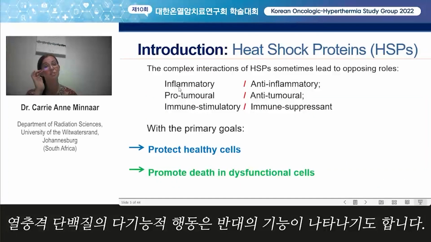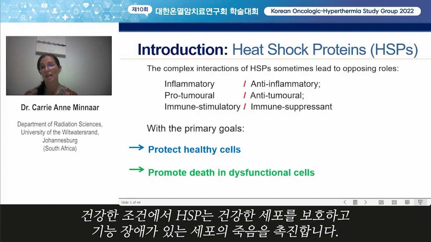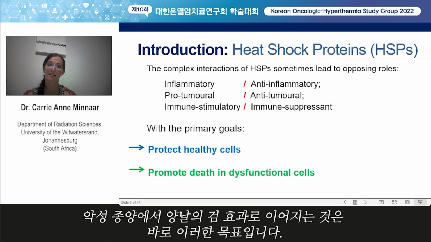The multifunctional behavior of heat shock proteins results in opposing actions. Under healthy conditions, HSPs support the protection of a healthy cell and promote death in dysfunctional cells. And it's these goals that have unfortunately led to the double-edged sword effect in malignancy.